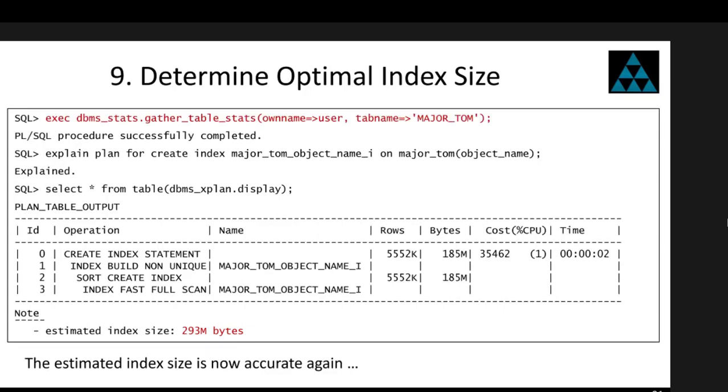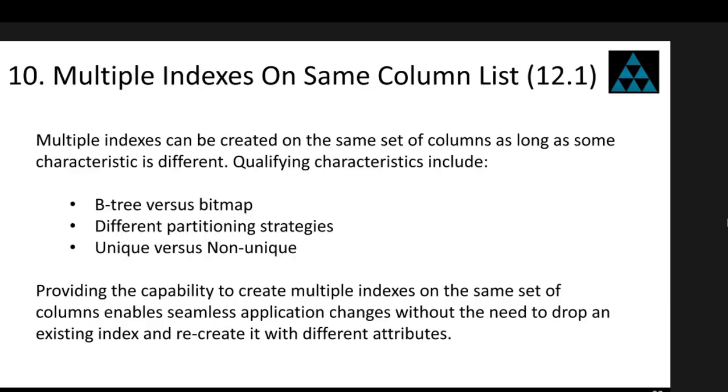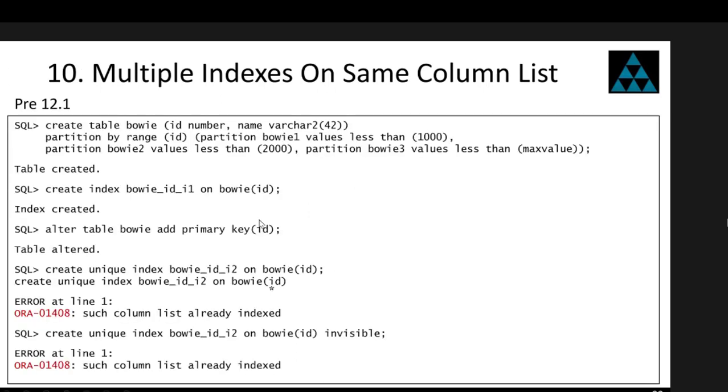And finally, I've got a couple of minutes. I've got 1 minute, but I'll do this very quickly. Multiple indexes. I can create multiple indexes on the same column list from 12.1. And there's a couple key reasons why I want to do this. So as an example, I'm going to create a very simple table, a very simple partitioned table. All right. So I've just got a couple indexes on ID.